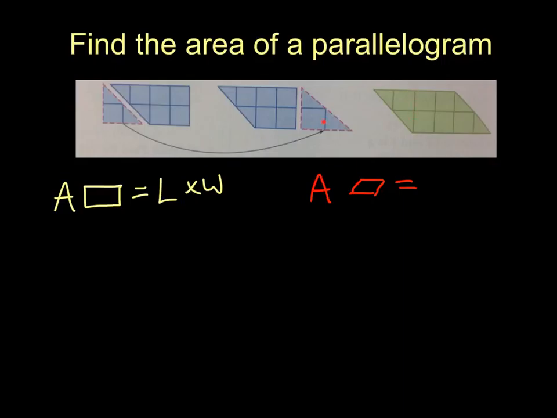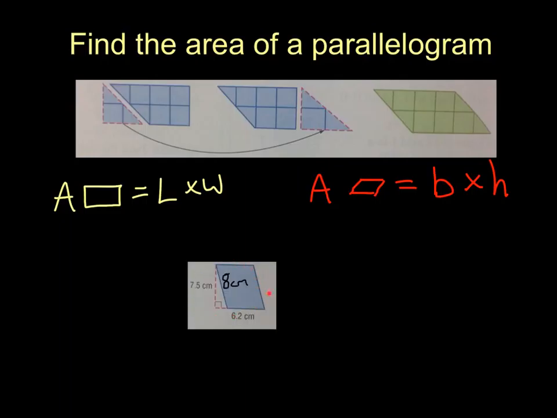The reason we do that is we can see if we take off this corner piece and put it over here, then the height becomes this edge here, and the base stays the same, that's the length. So our formula is the base times the height.